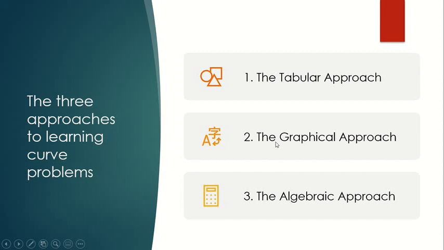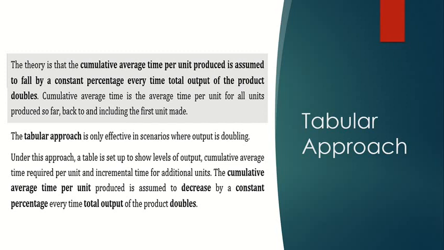So these are the main three methods we are going to discuss today. The tabular approach, the graphical approach, and the algebraic approach. Here, in the tabular approach, we are using two assumptions. First one is the output of the product doubles.